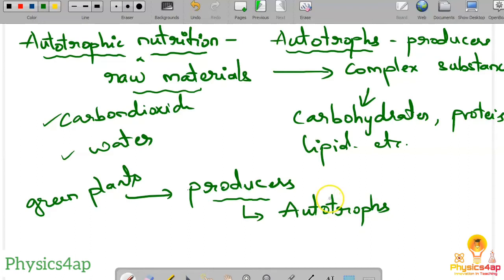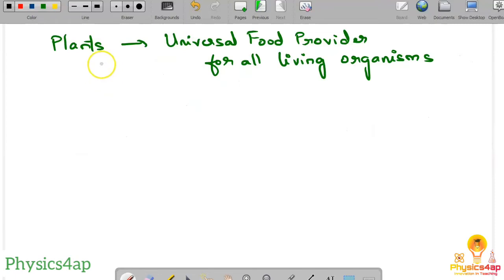Now how do these autotrophs, that is the producers, prepare their own food? Now let us see by a process. Plants are also called the universal food provider for all the living organisms. So you can also call them the universal food provider, that is another name. That is, plants are also called producers, autotrophs, and also the universal food provider.